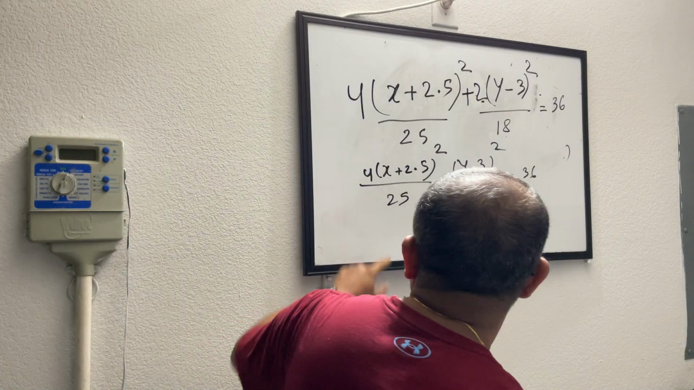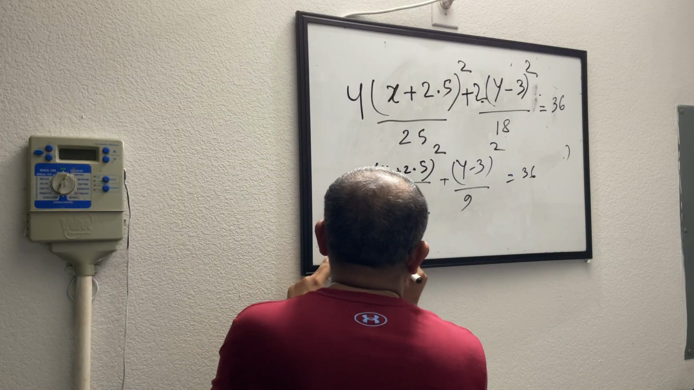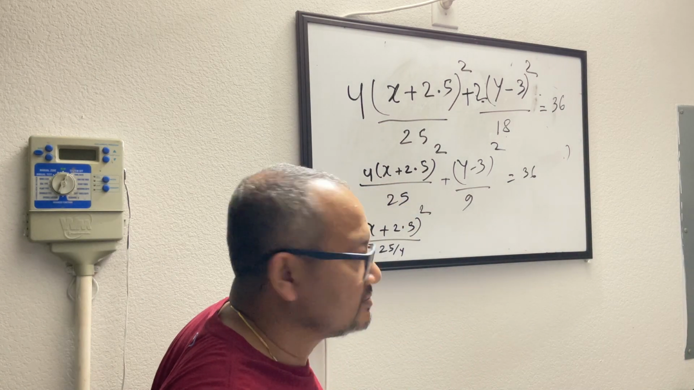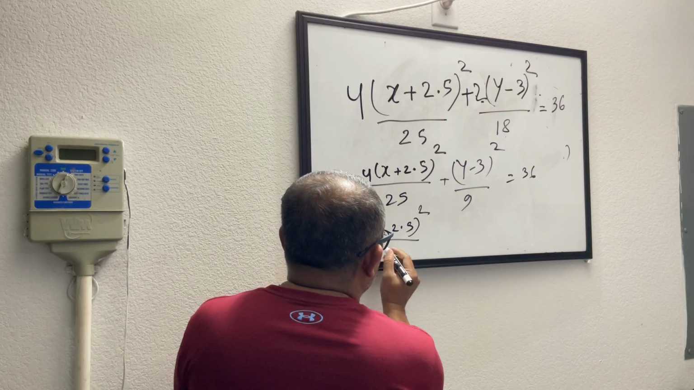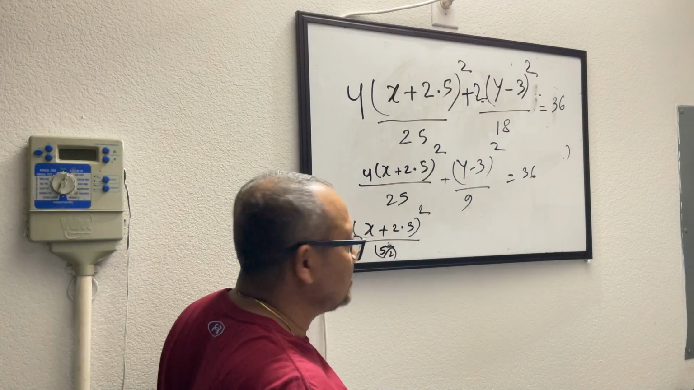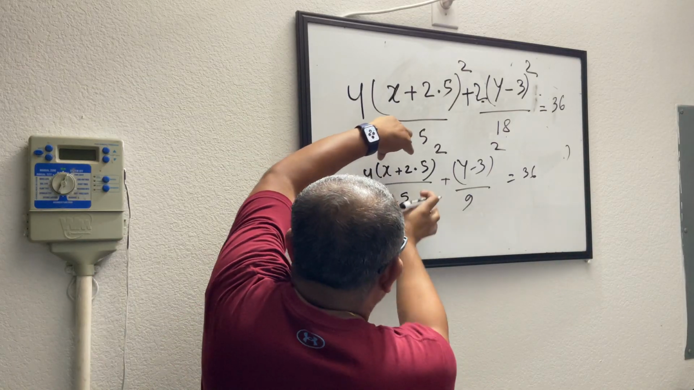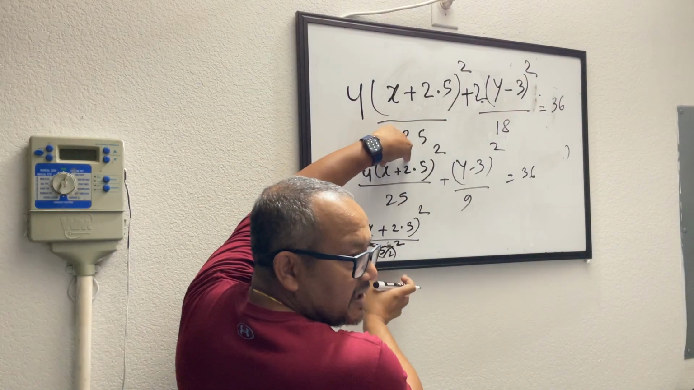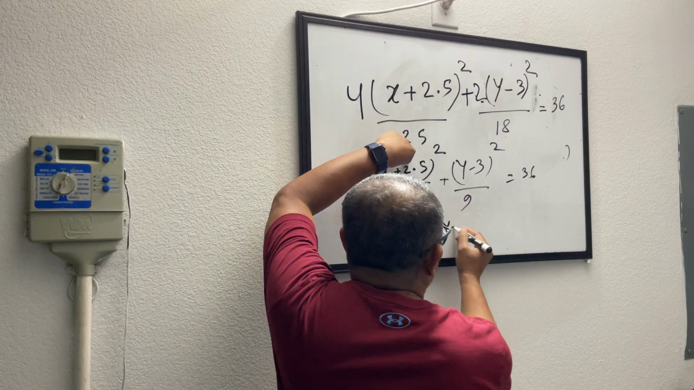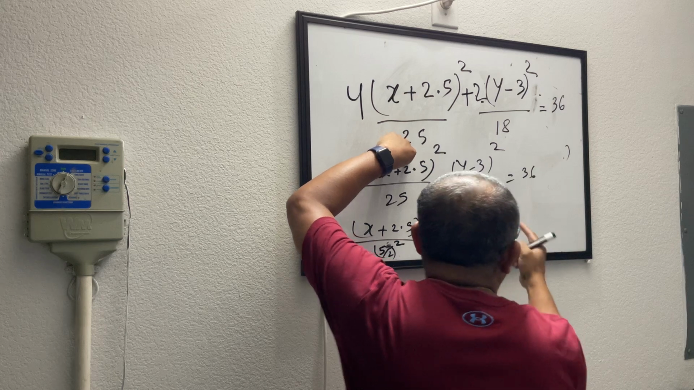Other thing I can do is, can I not say this as x plus 2.5 squared divided by 25 over 4, which is nothing but 5 by 2 squared. Yeah. So see, we are getting there. So this whole thing became x plus something squared by a squared, y minus something squared by b squared. This is nothing but y minus 3 squared over 3 squared equal to 36. Now we don't need this 36.